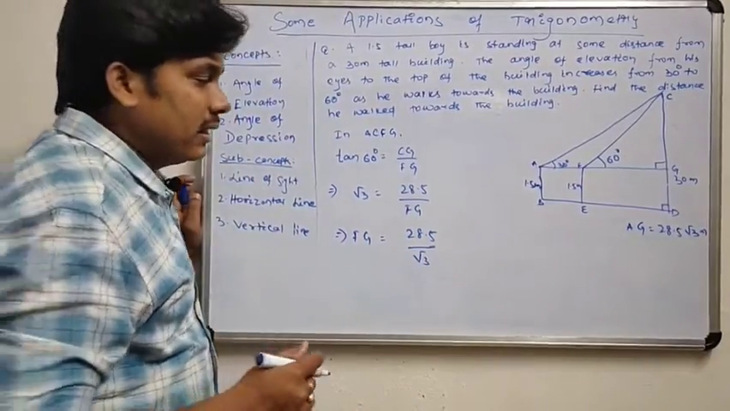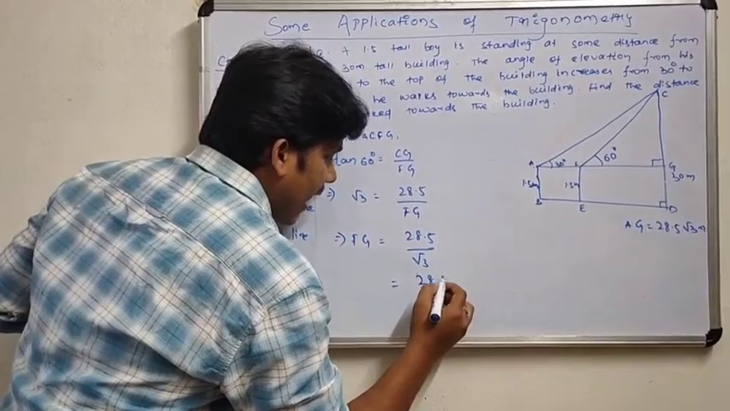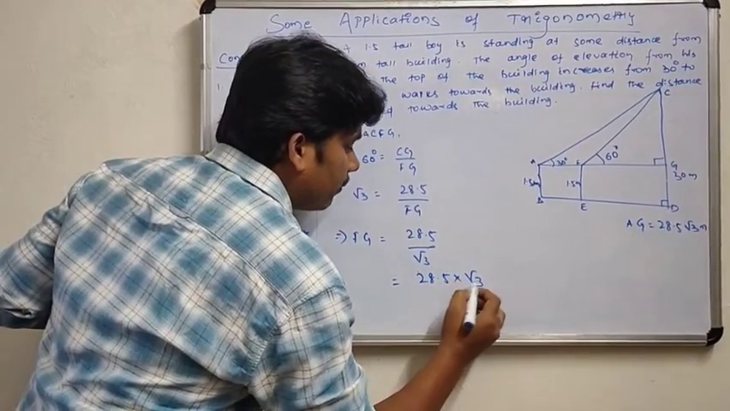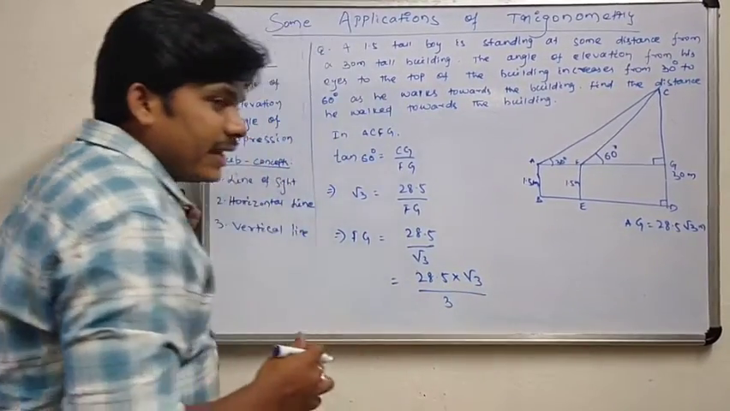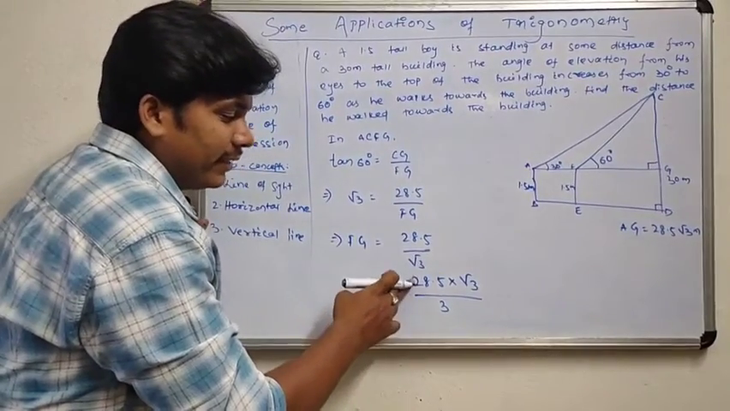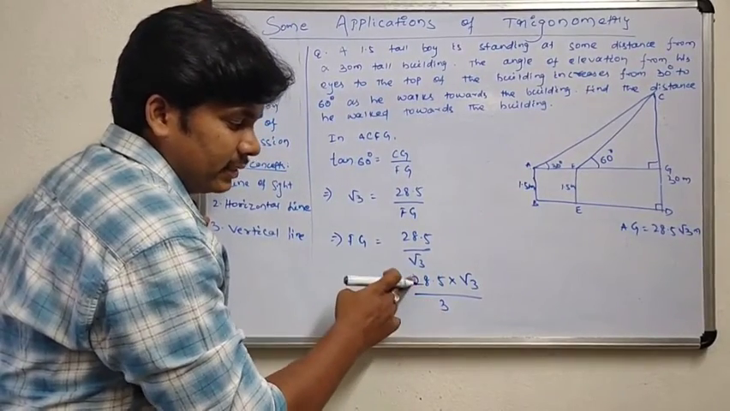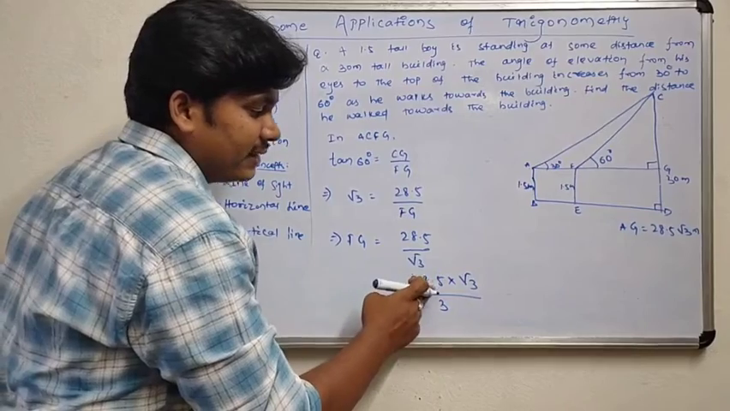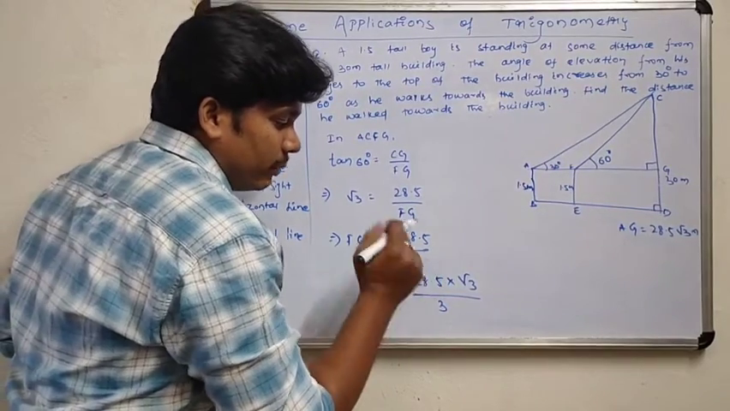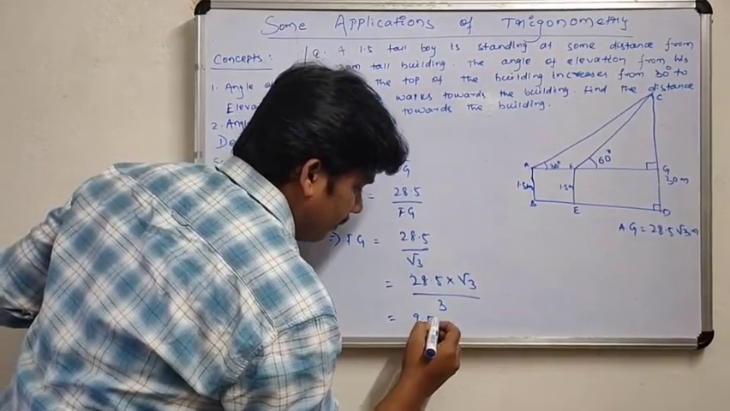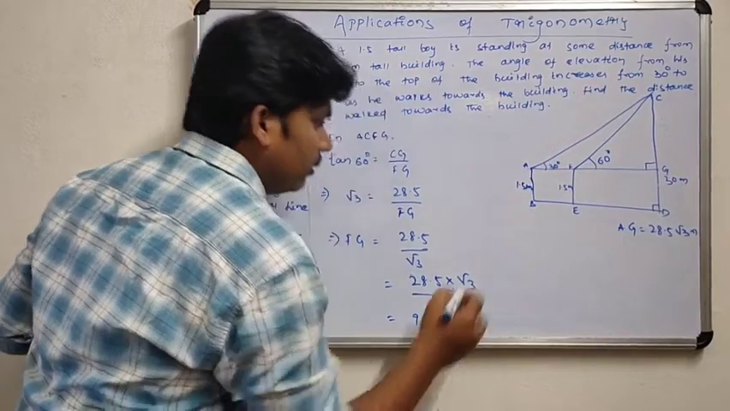Now see students, by rationalizing the denominator, I will get 28.5 root 3 by 3. If we divide 28.5 by 3, 3 1s are 3, 3 9s are 27, and it is 15 or 1.5, 3 5s are 15. This will be 9.5 root 3 meter.